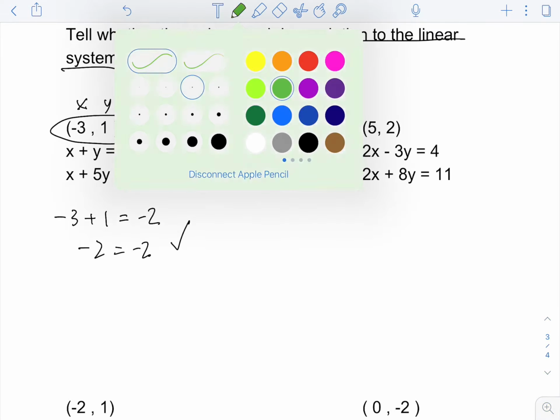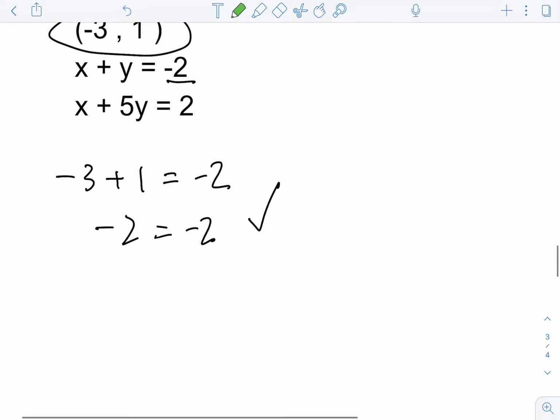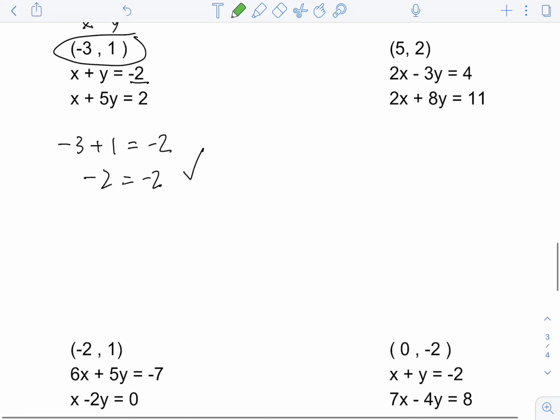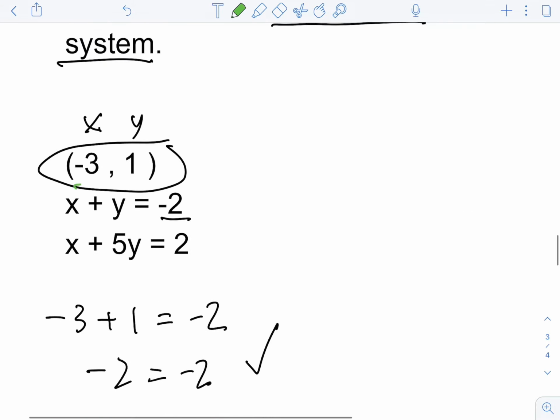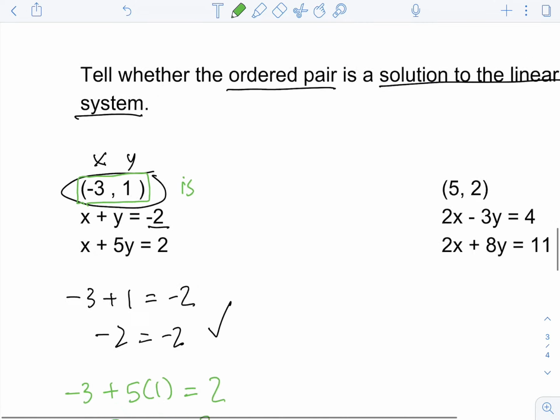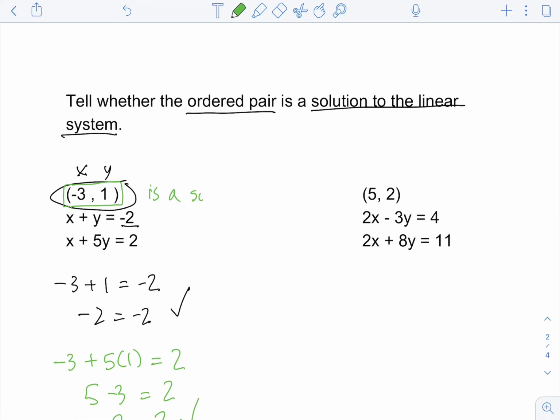Now let's try x plus 5y equals 2. So -3 plus 5 times 1 is equal to 2. 5 minus 3 equals 2. 2 is equal to 2. So that's correct. So then what we can say here is that -3, 1 is a solution to the system.